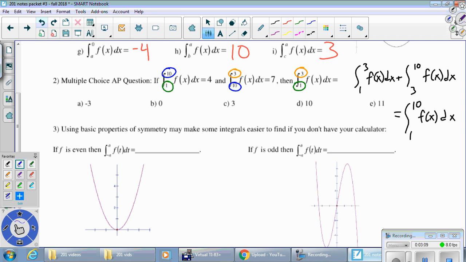So putting these 3 things together, the integral from 1 to 3 is what we're after. I'll copy that. Plus, the integral from 3 to 10 is the opposite of that 7 number that we see over there, so that's a negative 7, equals the integral from 1 to 10, which is given as 4. So that means that the integral I want, by adding 7 to both sides, is 11.